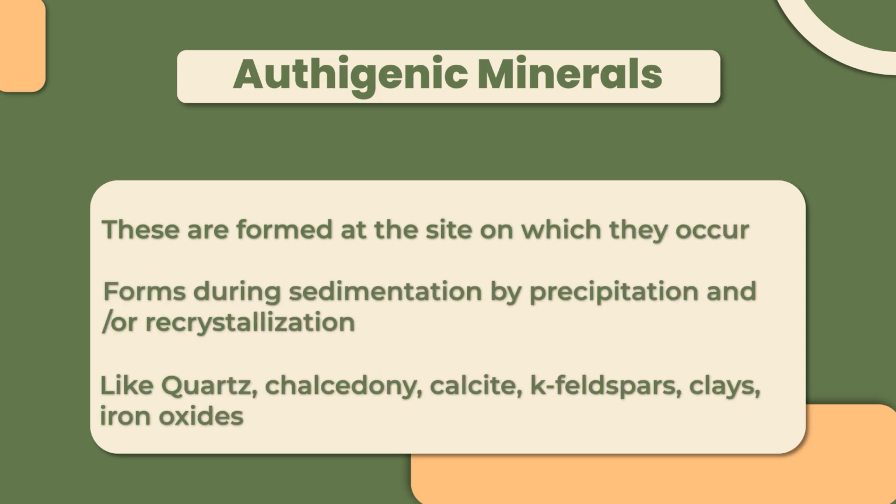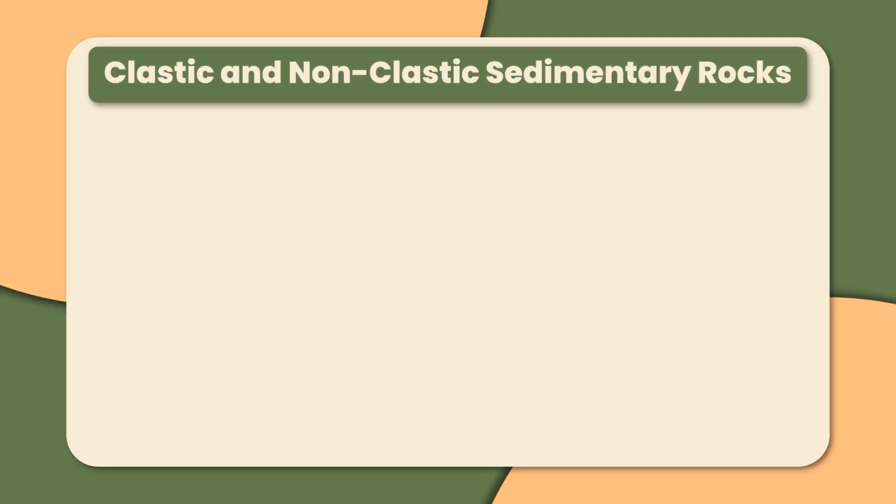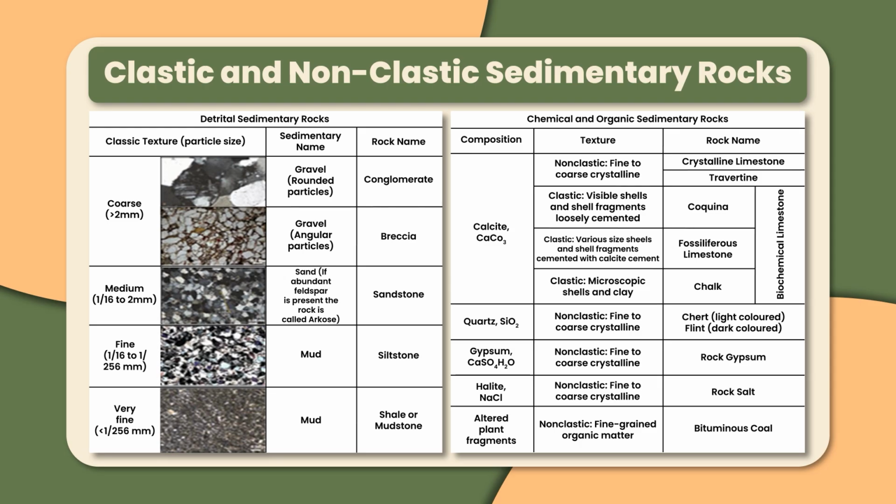They form during sedimentation by precipitation and/or recrystallization. Examples are quartz, chalcedony, calcite, potash feldspar, clays, and iron oxides. There is a table which describes the clastic and non-clastic sedimentary rocks. This is a pictorial description of the table which I discussed earlier.